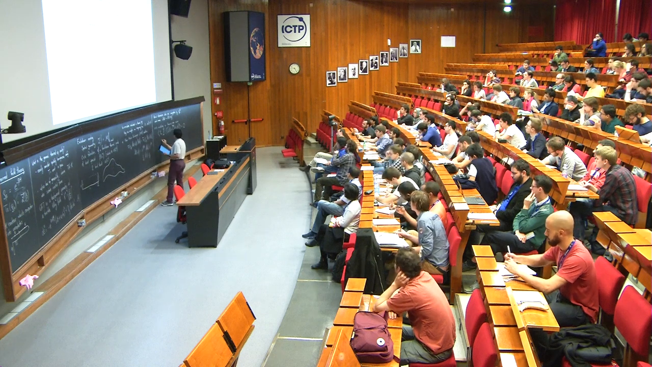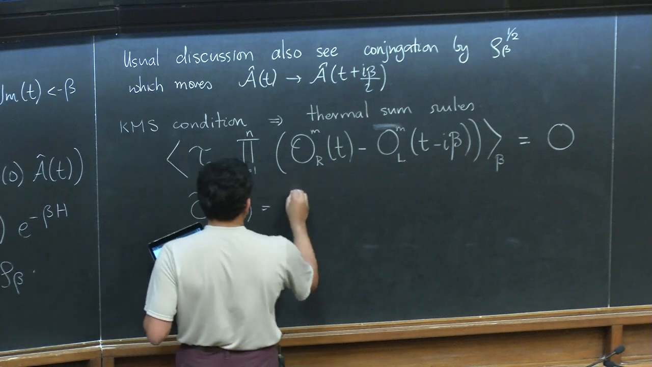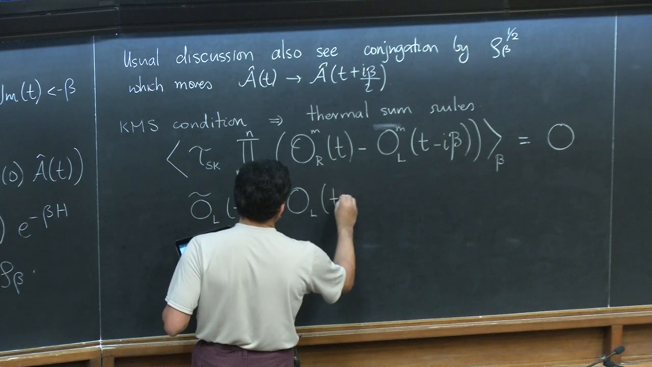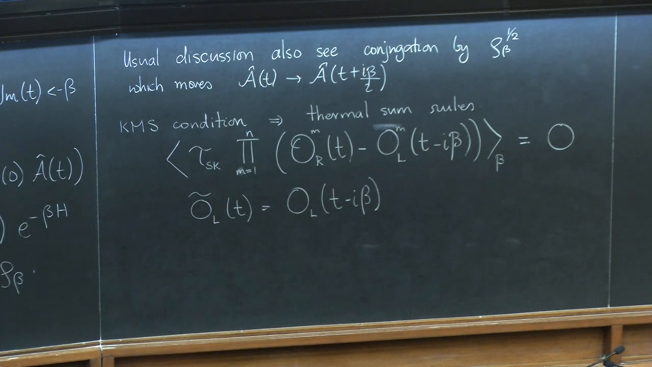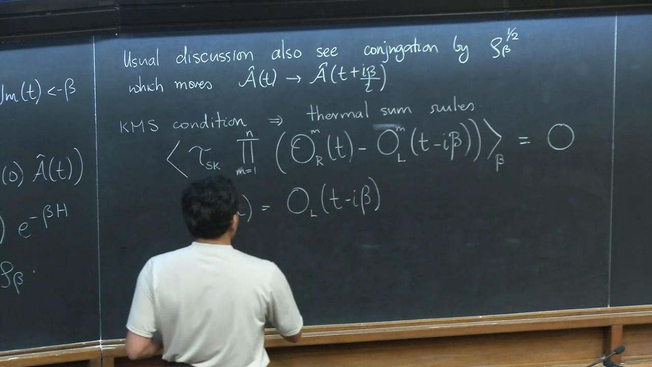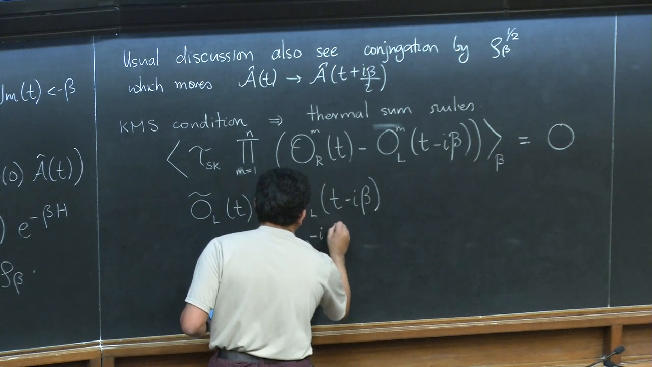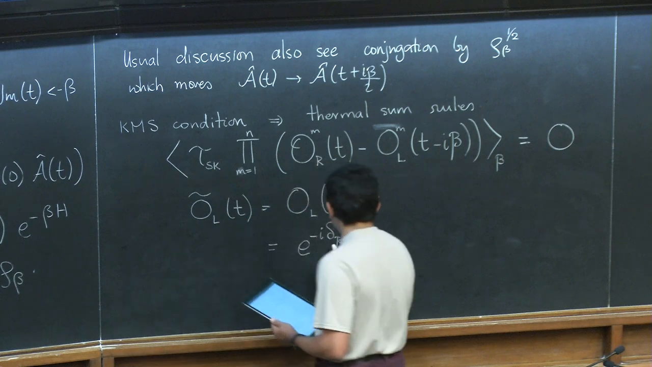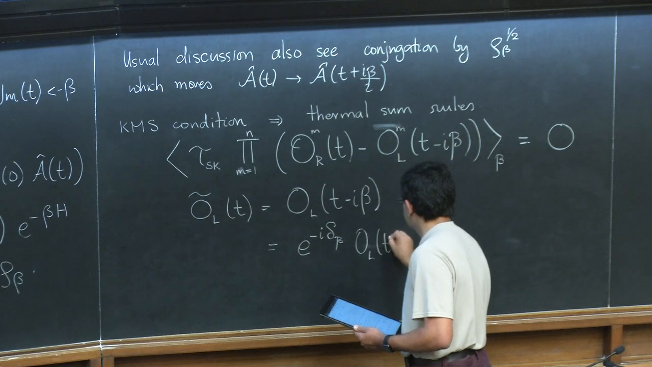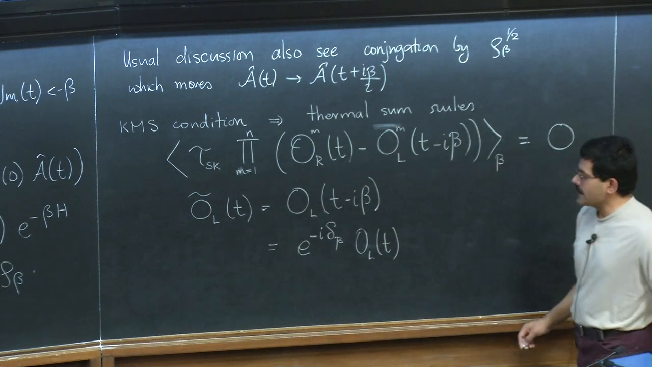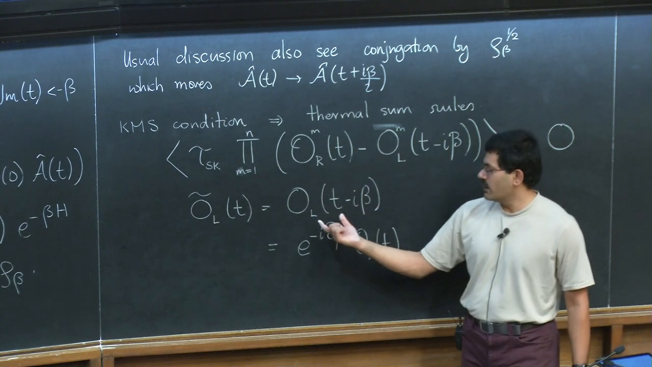Let me come up with a notation which is useful. Let me call O tilde L just the operator OL at t minus I beta, which of course is obtained by this conjugation. And let me denote for future reference this guy as the action of some differential operator, which I have to define for you, on OL of t. Delta beta is just some mnemonic for doing this conjugation.